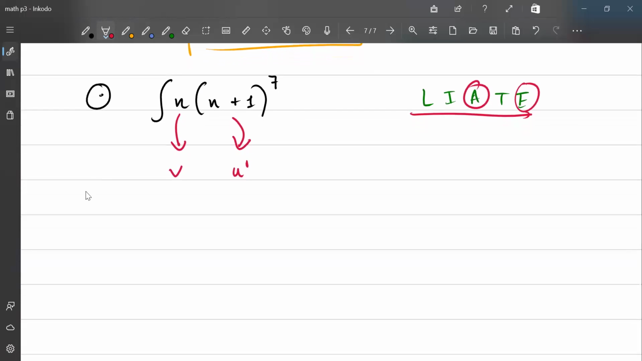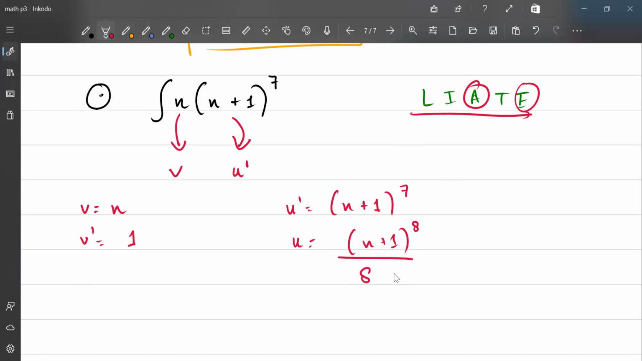So we have v, which is x, and u dash, which is 1 upon (x plus 1) to the power 7. So v dash would be 1, and u, the integral of this, would be (x plus 1) to the power 8 upon 8, since 7 plus 1 is 8, upon 8 into the differential of the bracket, which would be 1.